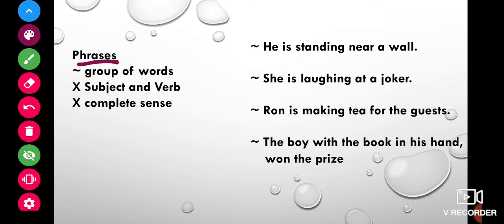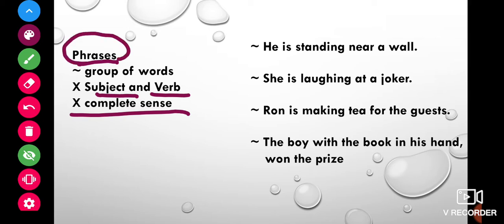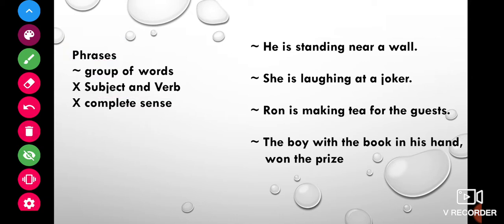Phrases are a group of words which do not have subject and verb and they don't make complete sense. That means whenever we read phrases, we do not understand the sentence well. Let us see some examples.